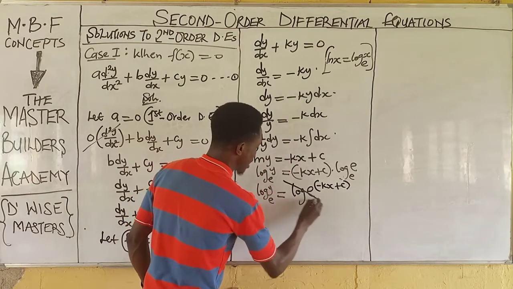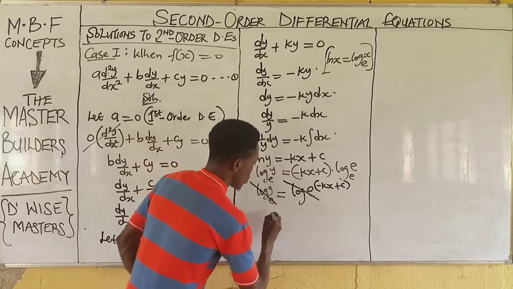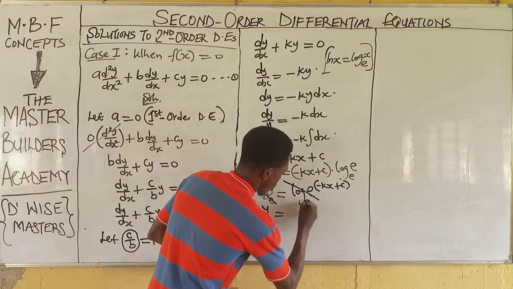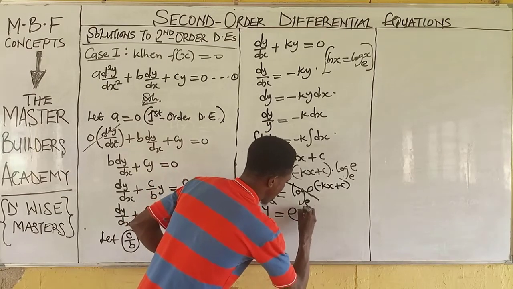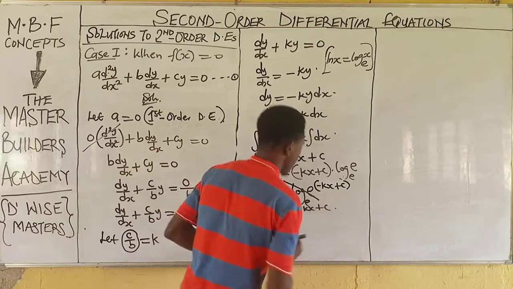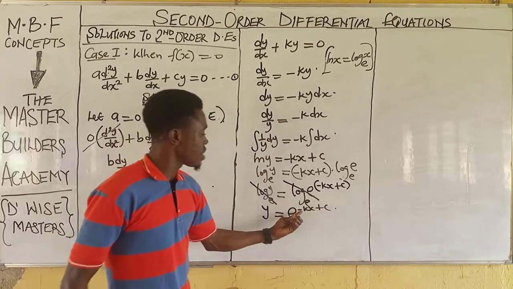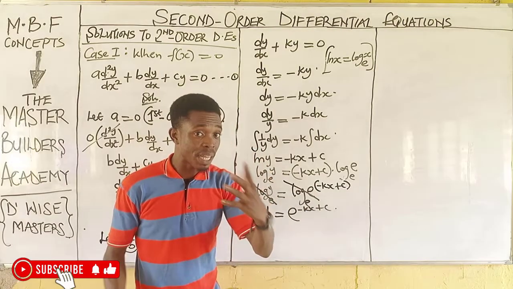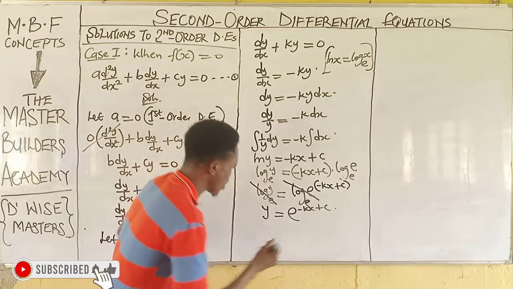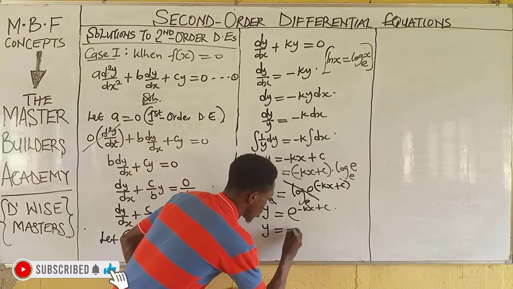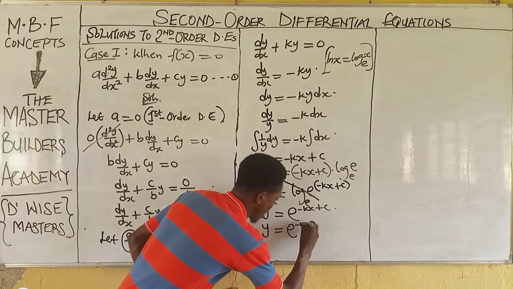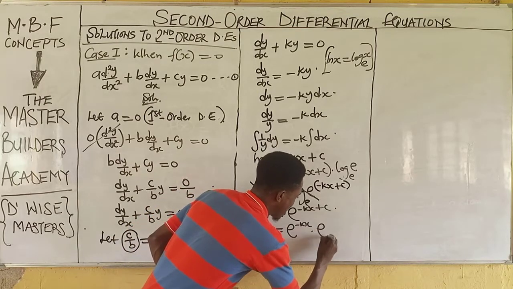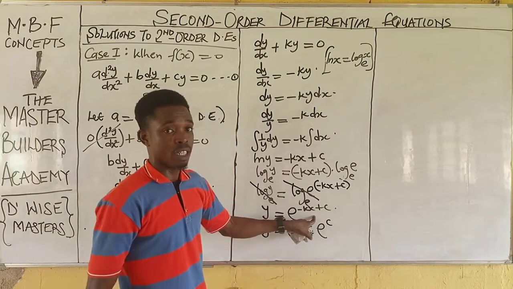Now therefore, this takes the inverse of this. We then have y is equal to e exponent minus kx plus c. Now we know that in indices, for you to have the sum of two powers, it shows that they have a common base with multiplication in between. Then I have y is equal to e exponent minus kx multiplied by e exponent c. This is what resulted in this.